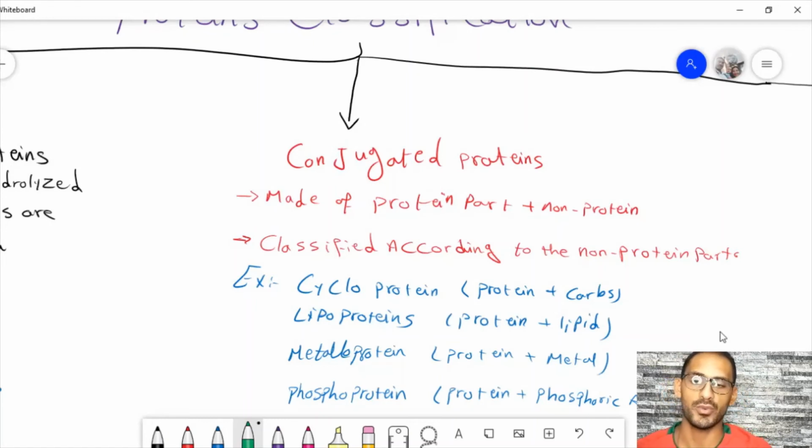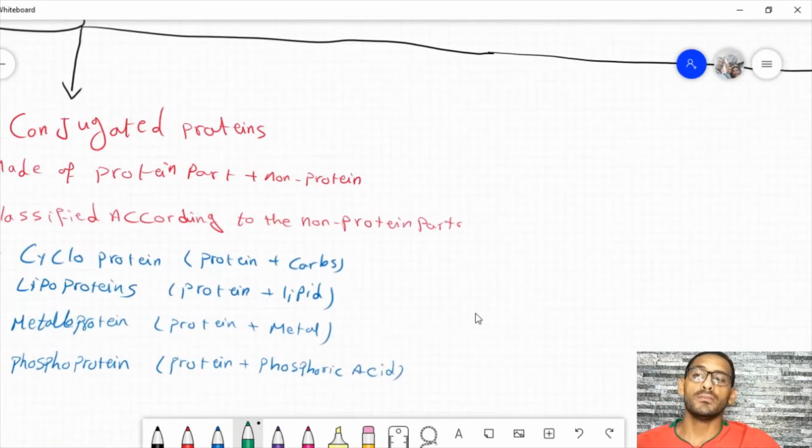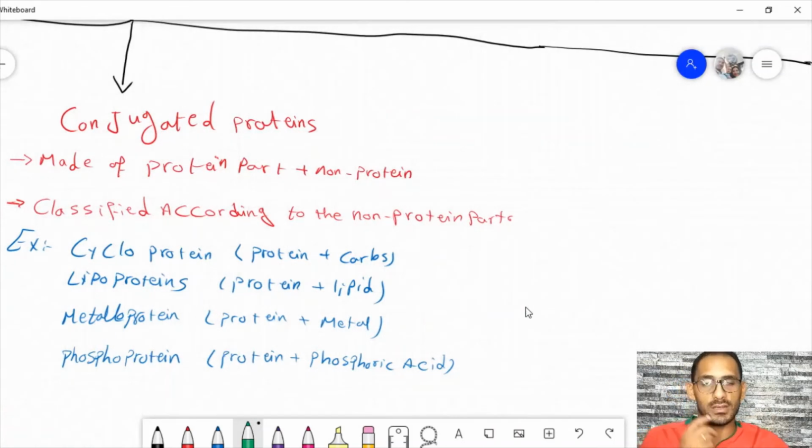Yes, in the lipoprotein, we have the low density lipoprotein, or the LDL, and the high density lipoprotein, or the HDL. And we can call them the bad cholesterol, which is the LDL, and the good cholesterol, which is the HDL. Also, we have the phosphoprotein, which is mainly protein plus phosphoric acid. And that's not the only classification of conjugated protein. We have metalloprotein also, which is mainly protein plus metal.